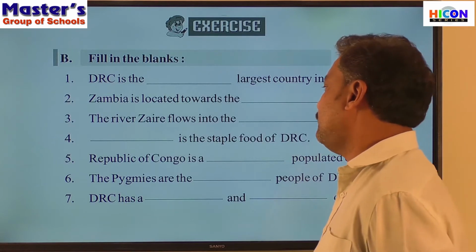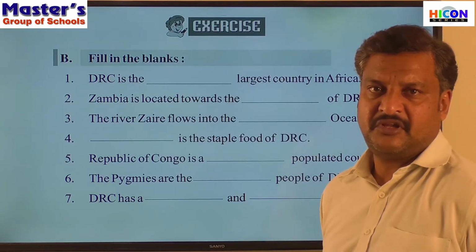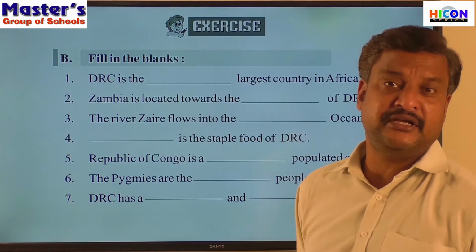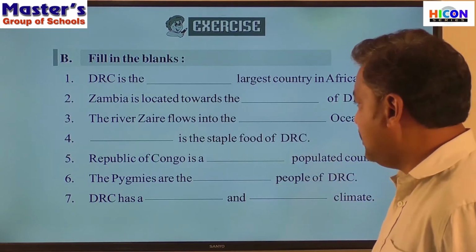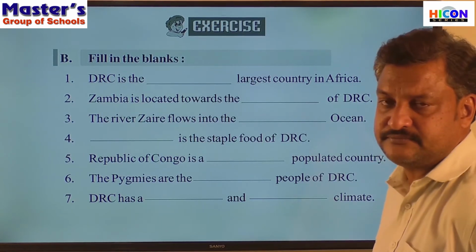The Republic of Congo is a dash populated country. Not very populated country. It's a sparsely populated country or a not very populated country. The Pygmies are the dash people of DRC.